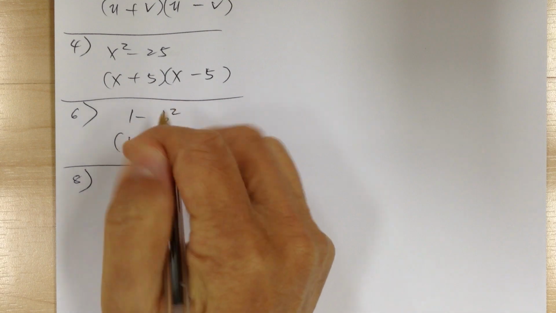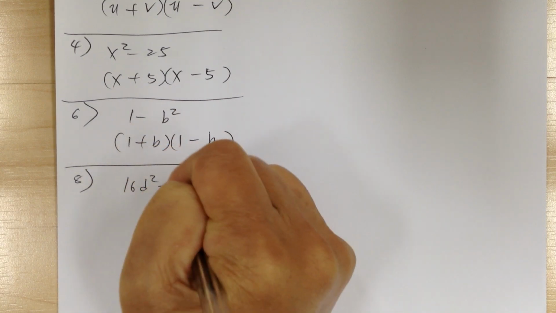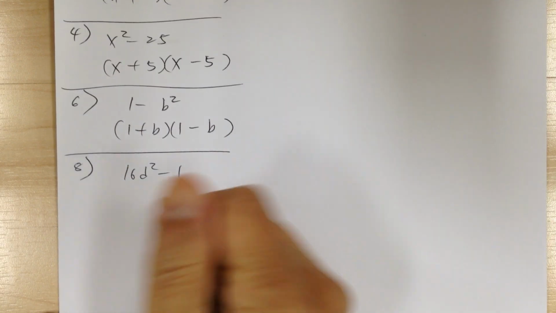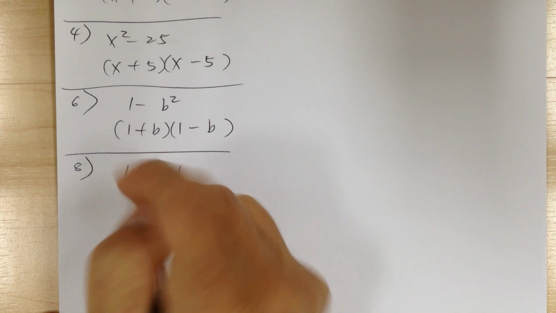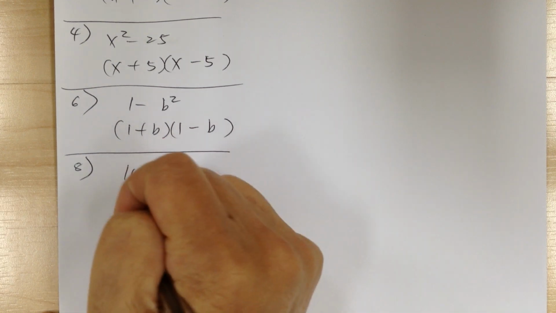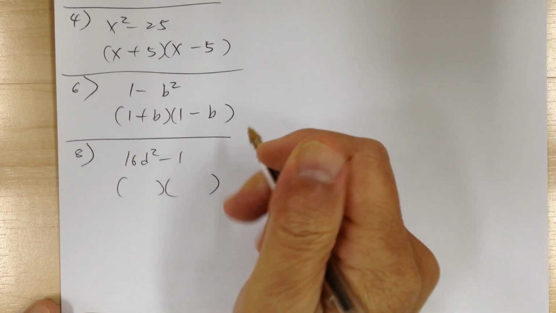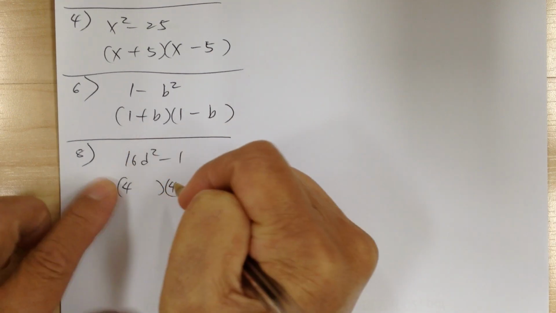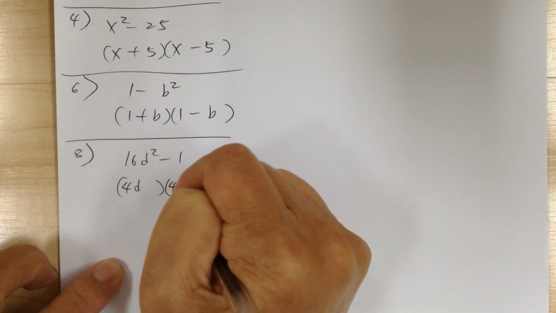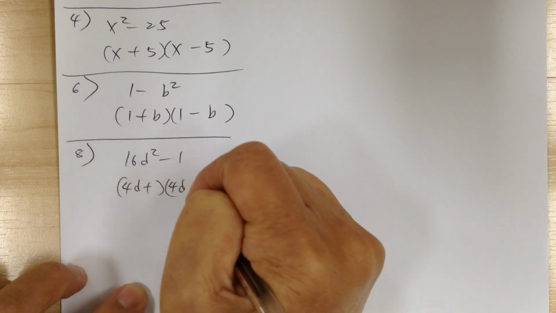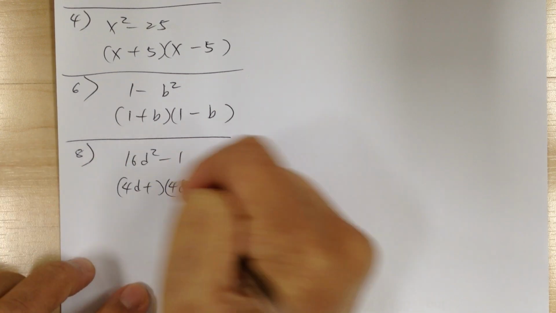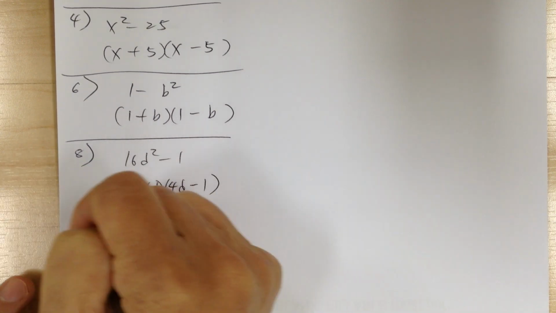Okay, number 8, we got 16d squared minus 1. So step 1 common factor, cannot. So step 2, perfect square. So you got square minus square. So you can get 2 sets of parentheses. So 4 times 4 give you 16. d times d give you d squared. Plus times minus give you minus. 1 times 1 give you 1.